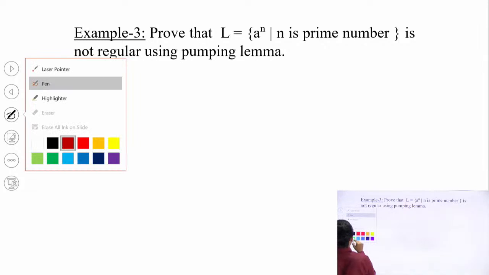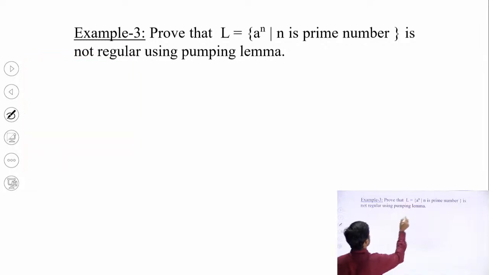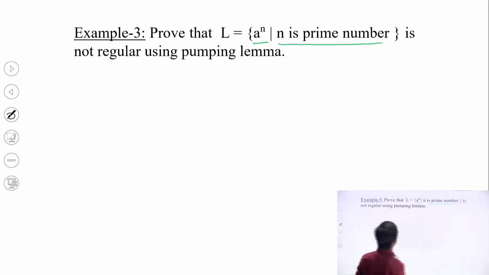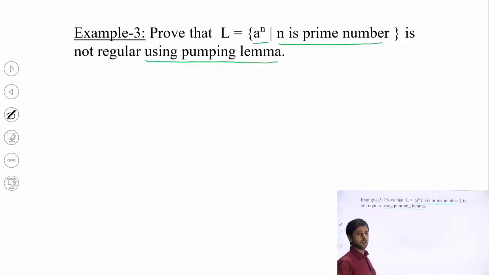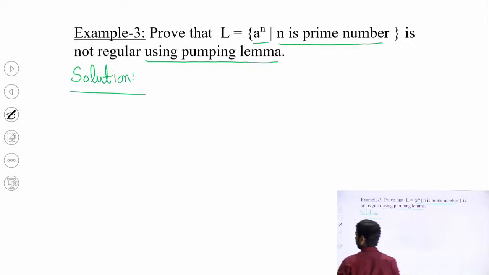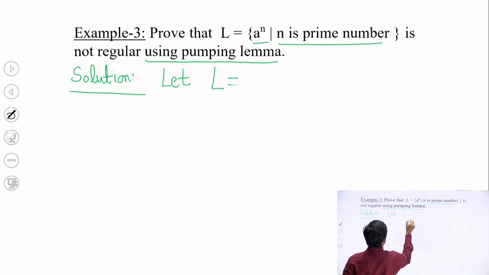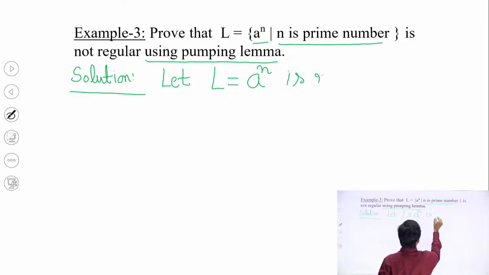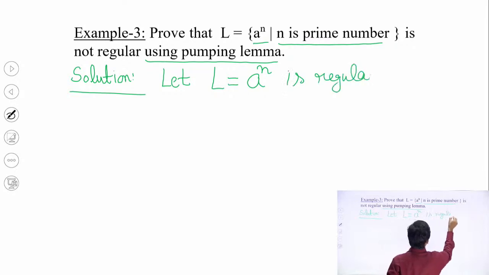Let's see one more example for pumping lemma: prove that a raised to power n, where n is a prime number, is not regular using the pumping lemma theorem. So let's see the solution of it. Let language L equal to a raised to power n be regular. Let's suppose that language L is regular.